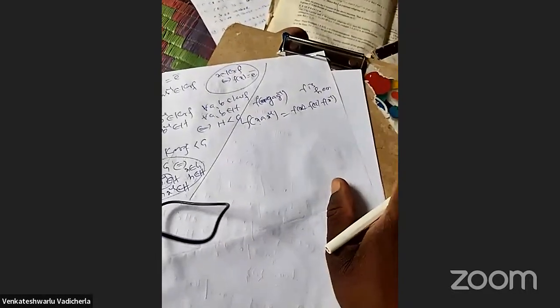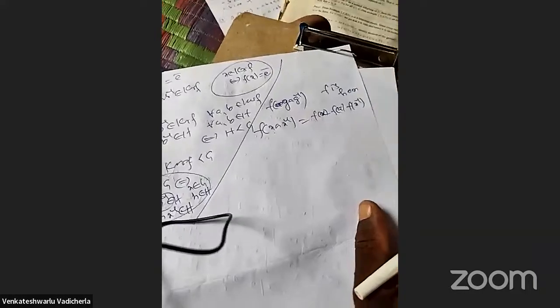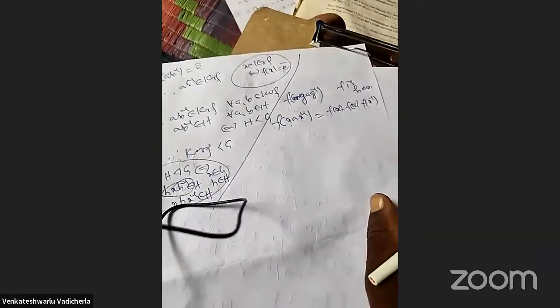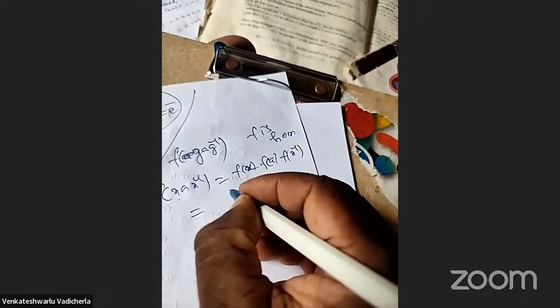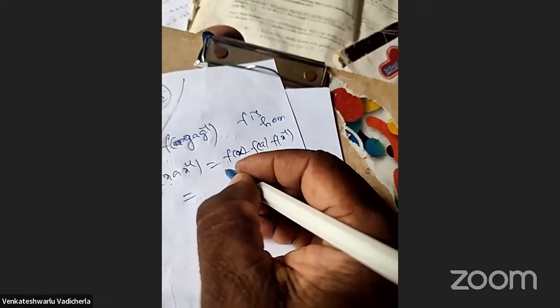Since f is a homomorphism. By the homomorphism definition f of xy is equal to f of x, f of y, and not only that, f of xyz is f of x, f of y, f of z. It depends on the definition. So f of x, f of a, f of x inverse. x is an element of the kernel of f.